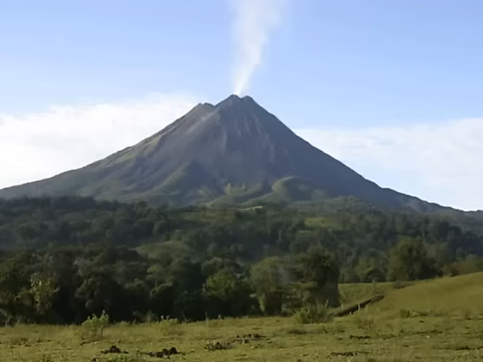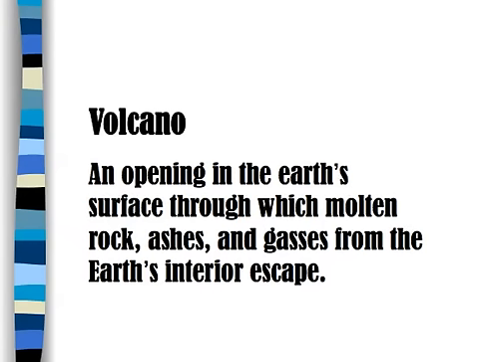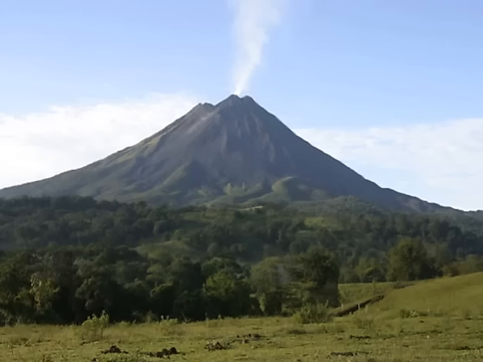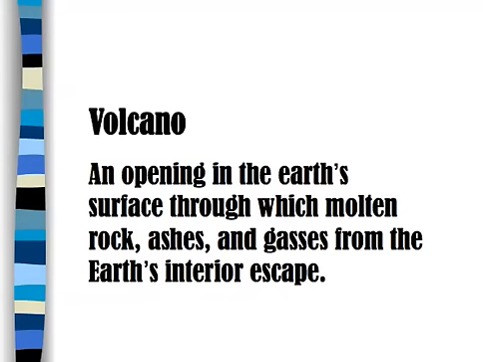Ooh, come on, you got to know what this is. What is it? Look at that steam coming out of a volcano! An open area in the earth surface through which molten rock, ash, and gases from the earth's interior escape. Notice that it's escaping. Also notice, though, it's very green here. Volcanic soil is very rich. An opening in the Earth's surface through which molten rock, ashes, and gases from the Earth's interior escape.